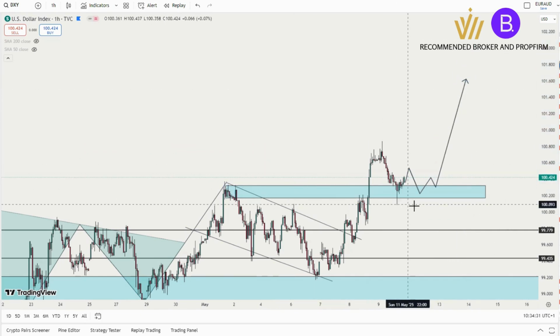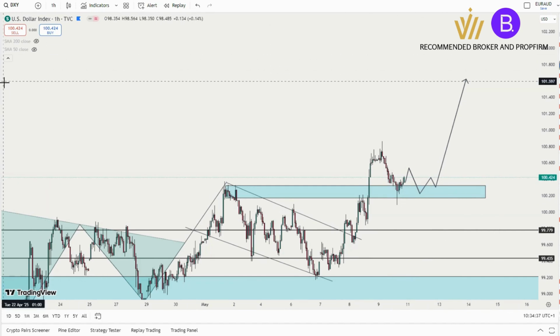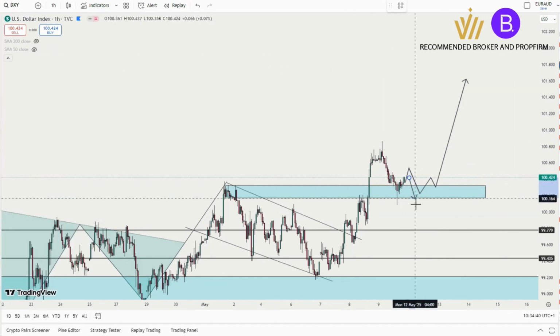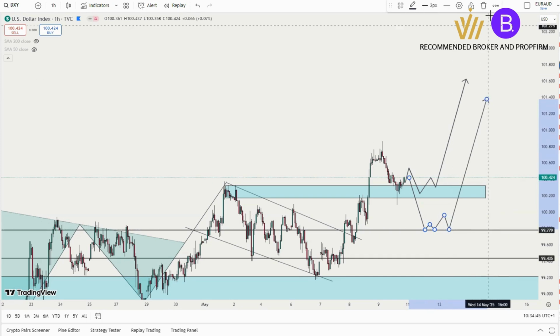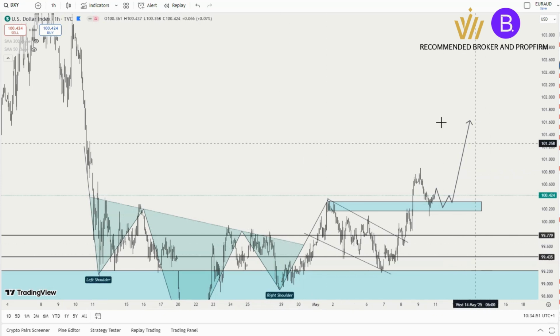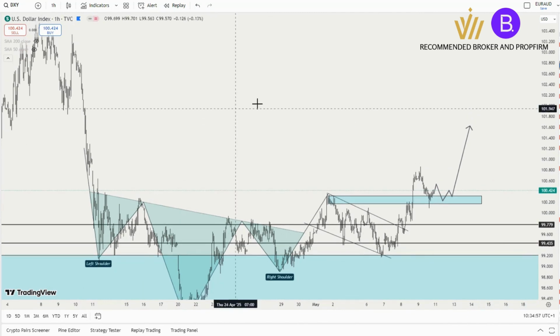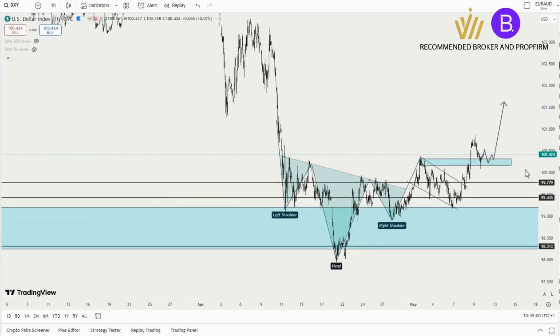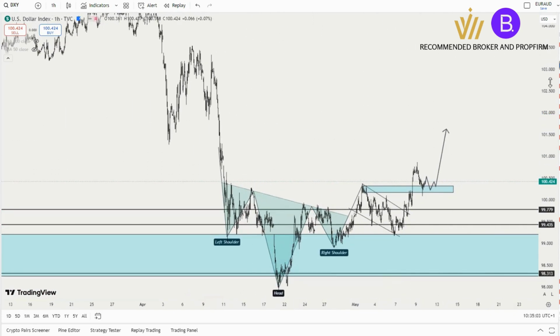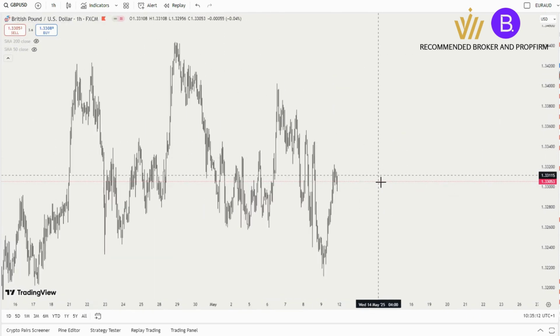But I don't think price is going to go below this particular area, and if it goes below that area, it means that price came to hit this particular level, and then we'll see a rejection from there. So that's that on the DXY. And as you can see, we use the DXY to measure other currencies, especially the USD currency pairs.